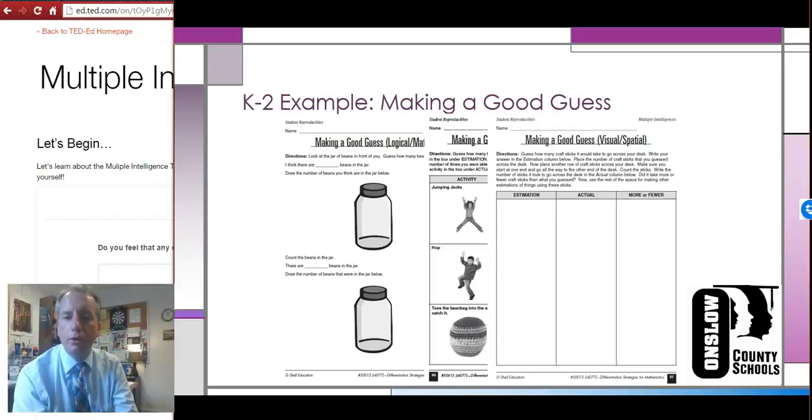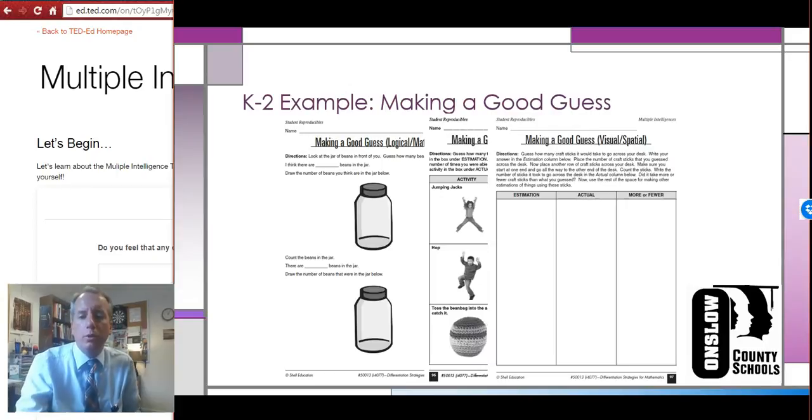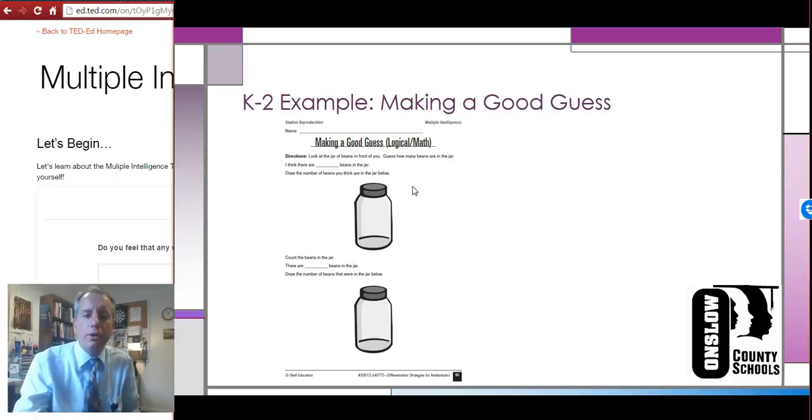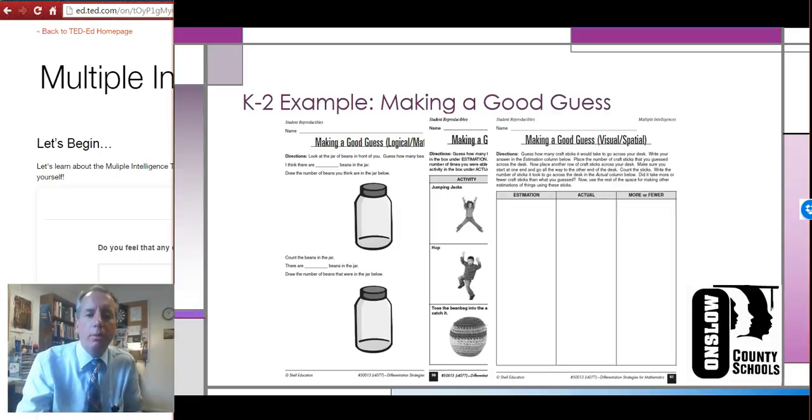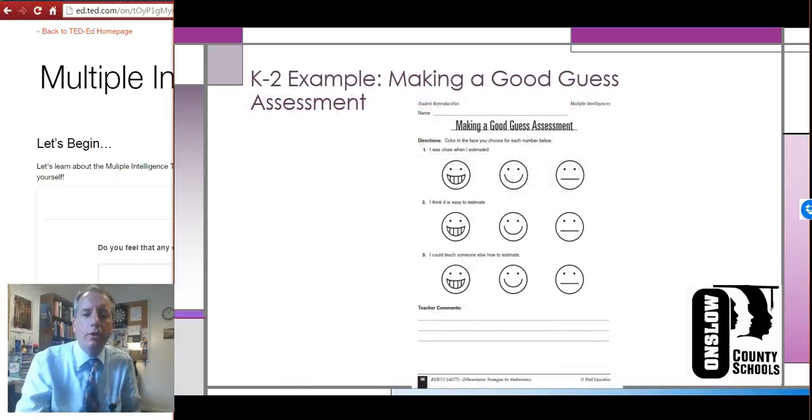So we're going to use our visual spatial acuity here to go and say, okay, what else could I estimate? Is it maybe the distance across my teacher's desk? Maybe it's the height of the door. Maybe, so giving kids some choice in that as well. So three different strategies, right? Starting with logical mathematical, looking at bodily kinesthetic, and then visual spatial.